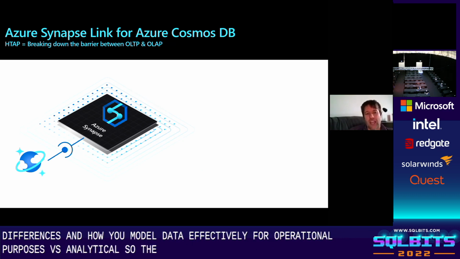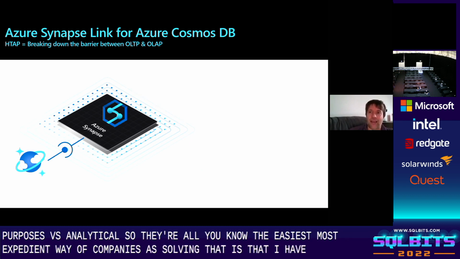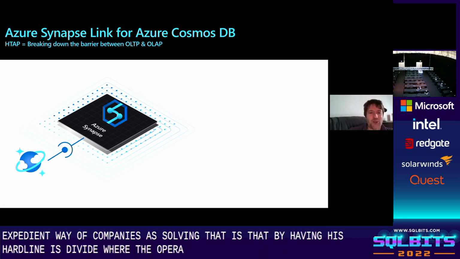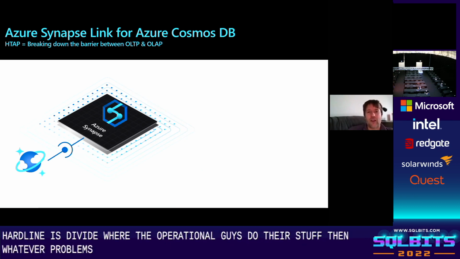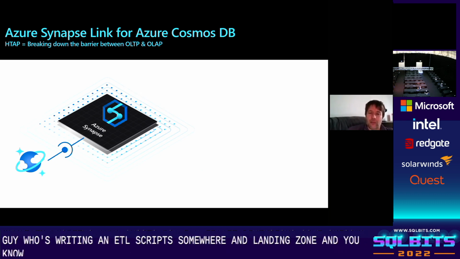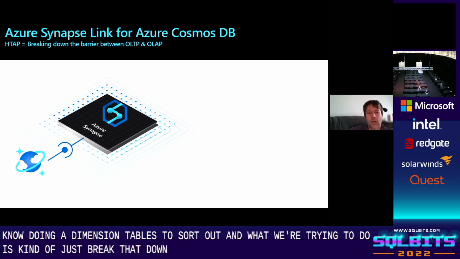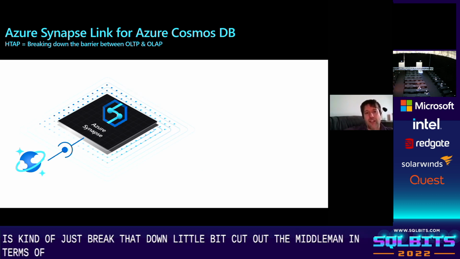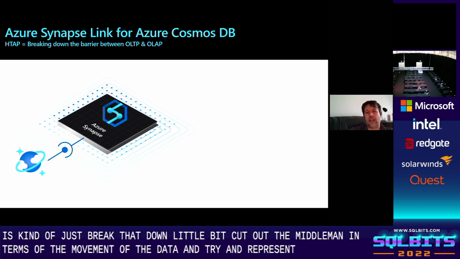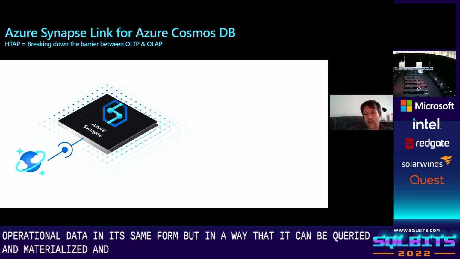The easiest, most expedient way of companies solving that is by having this hard line, this divide, where the operational guys do their stuff, and then whatever problems that causes for analytical dimensions, some unlucky guy who's writing an ETL script somewhere in a landing zone and doing dimensional tables has to sort out. What we're trying to do is break that down a little bit, cut out the middleman in terms of the movement of the data, and represent the operational data in its same form, but in a way that it can be queried and materialized in an analytical way using these different tools.